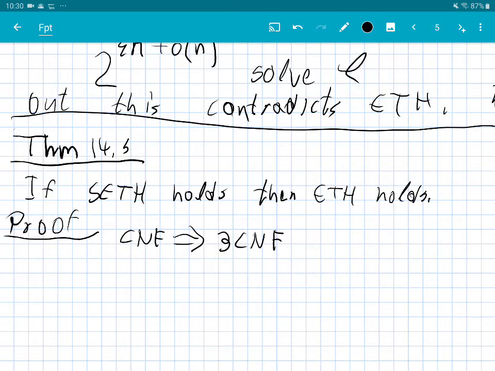So if I give you a formula with n variables, you can turn it into a 3-SAT formula with a constant blow-up in the length. And as such, if ETH was incorrect, then SETH would be incorrect. And that's the end of the proof. Right. So that's easy.